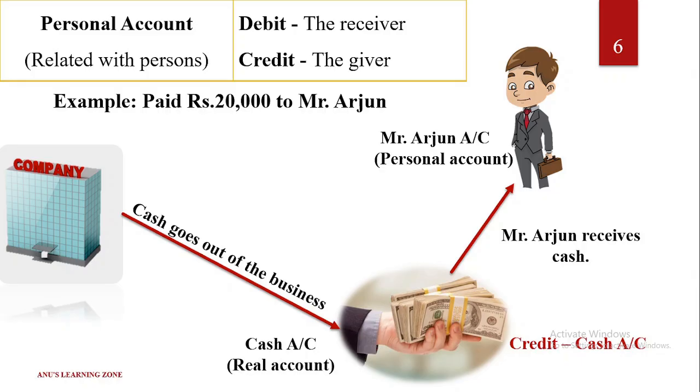So here Arjun is the receiver. So we have to debit Arjun account, and the journal entry becomes Arjun account debit to cash account.